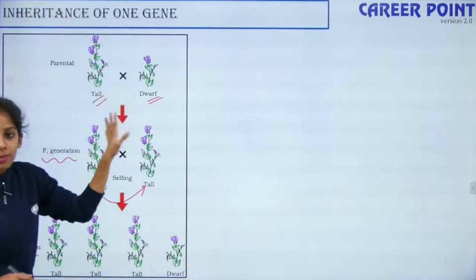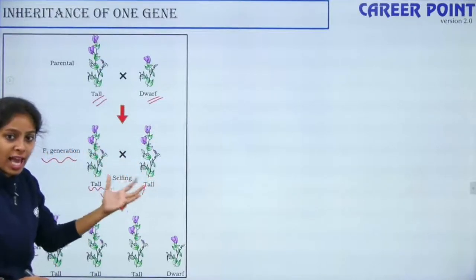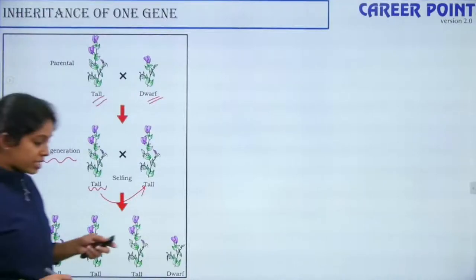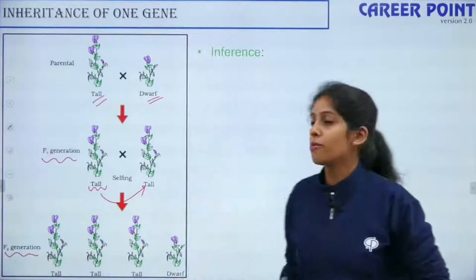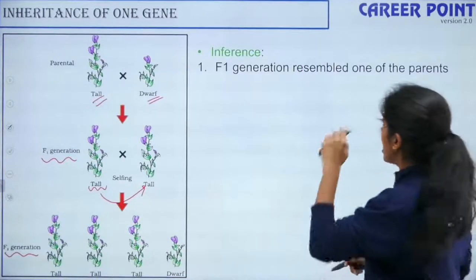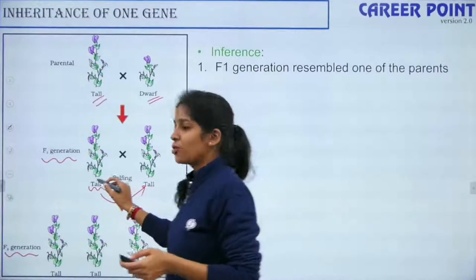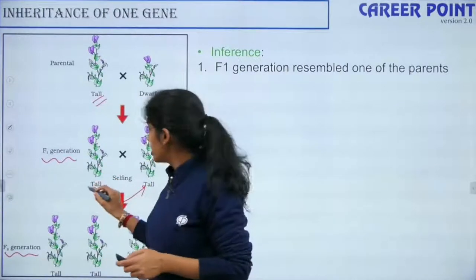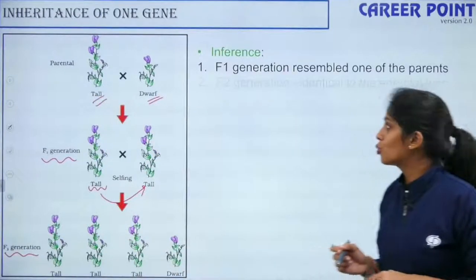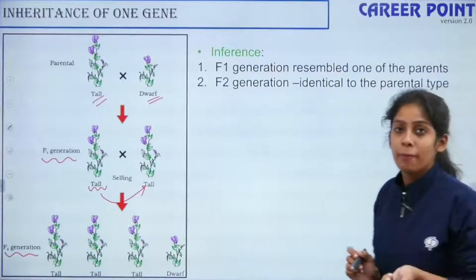When he cross-pollinated them, he got a tall plant. He cross-pollinated again with a similar type of plant and he had four offsprings. So this was the first experiment that Mendel performed. From this experiment, he concluded that the F1 generation resembled one of the parents. The F1 generation was tall, right? So this resembled this parent. The F1 generation definitely resembled one of the parents, and the F2 generation was identical to the parental type.